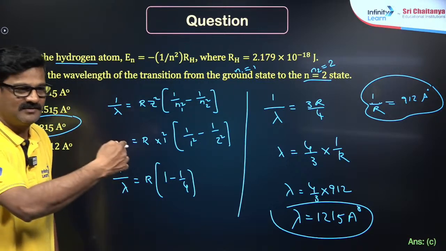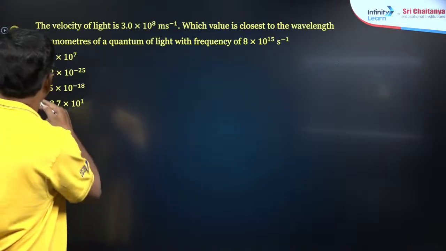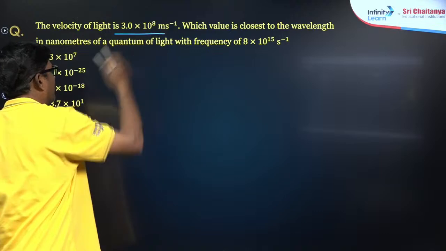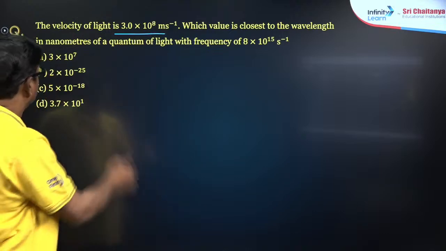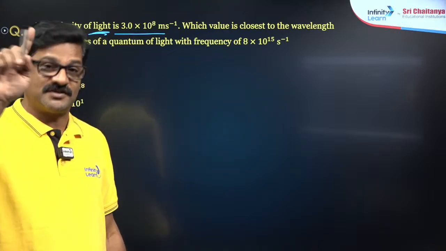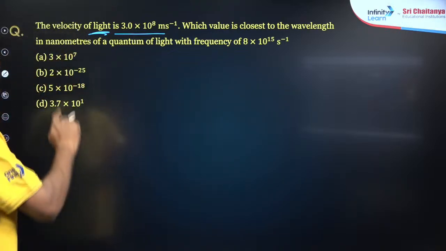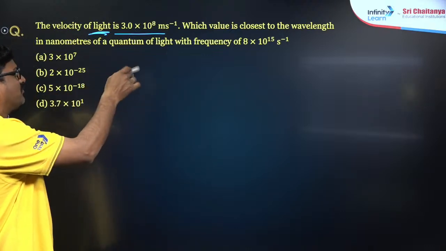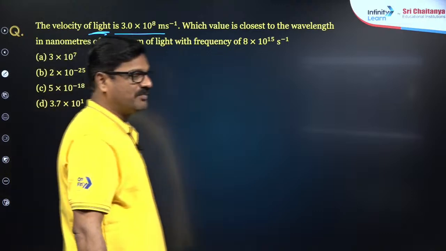Anything to add here? Now, next question. The velocity of the electron is 3 into 10 power 8 meters per second. Velocity of the light, beta, not electron. Velocity of electron 10 power 6 order में होगा. Okay, which value is closest to the wavelength in nanometers of quantum light with a frequency 8 into 10 power 15?